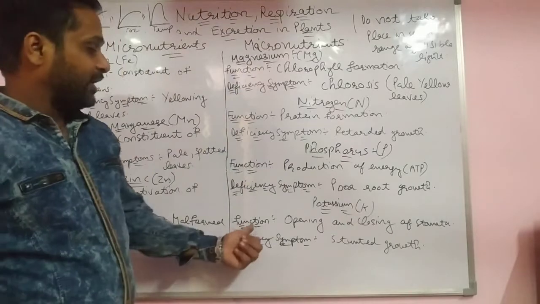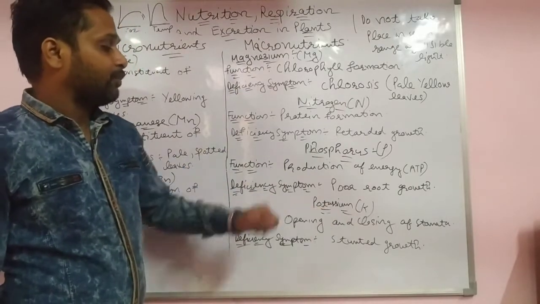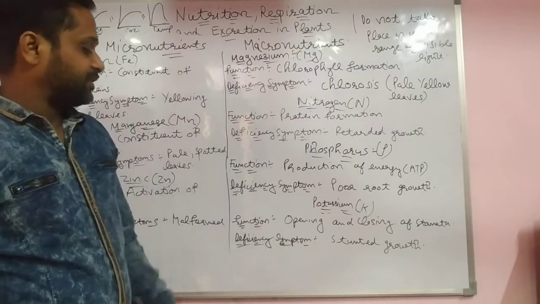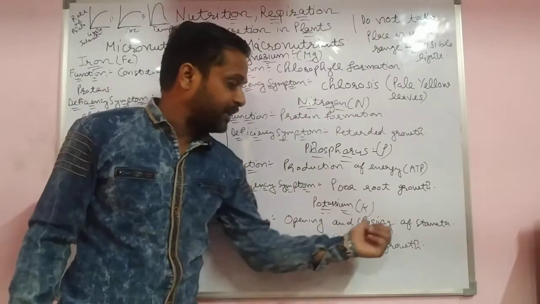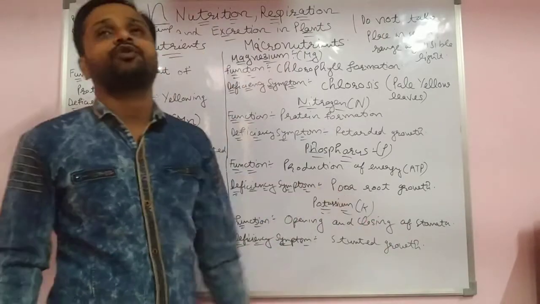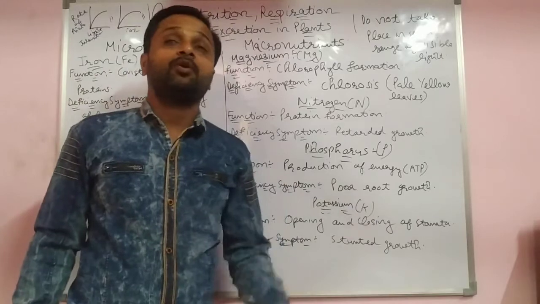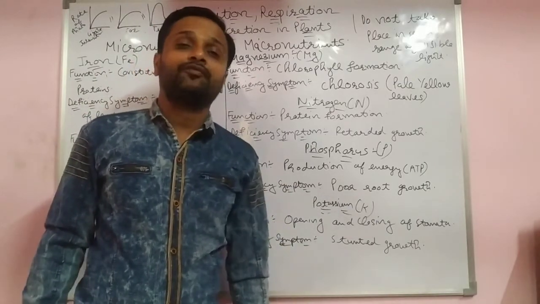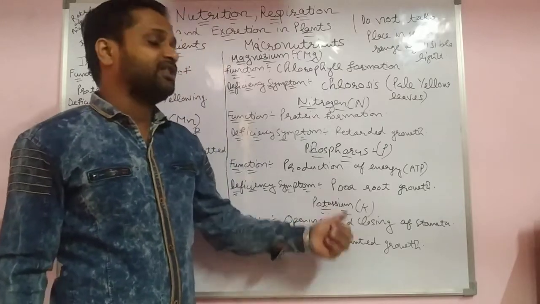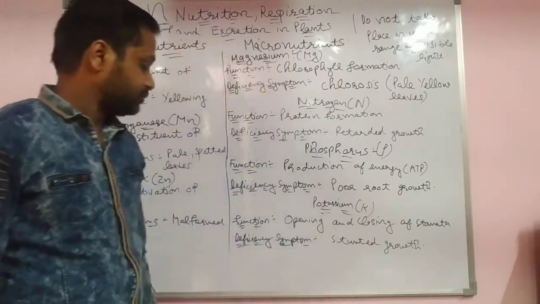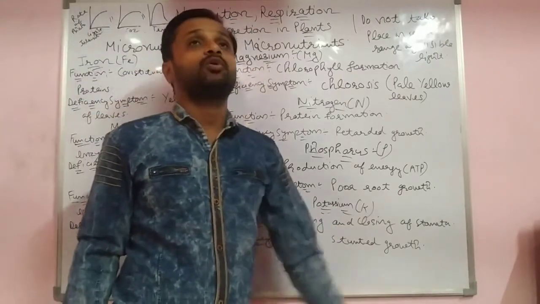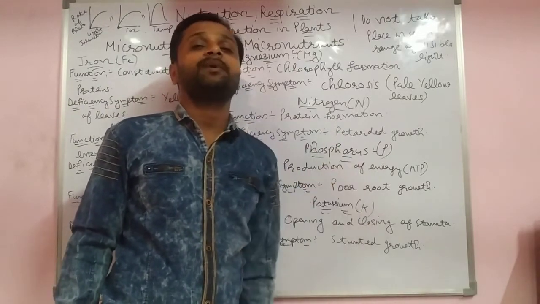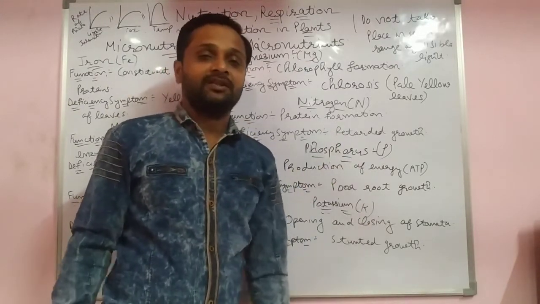Now come to potassium. Its function is the opening and closing of the stomata. This is the main function of potassium. When the stomata open, the plant gets carbon dioxide, and extra water is lost by the process of transpiration, only with the help of potassium, students. Deficiency: stunted growth. It will retard the growth. Stunt means to stop; growth stops.